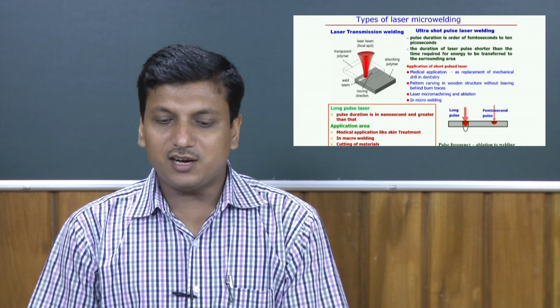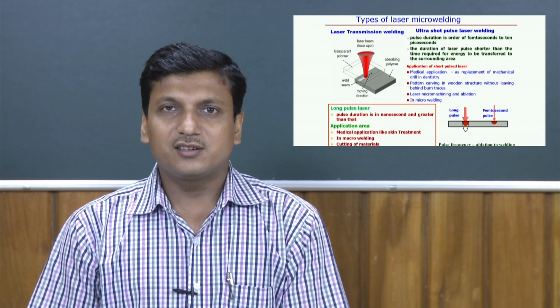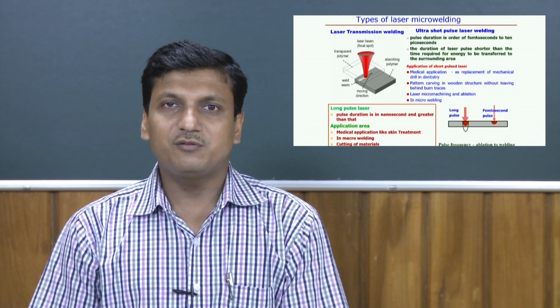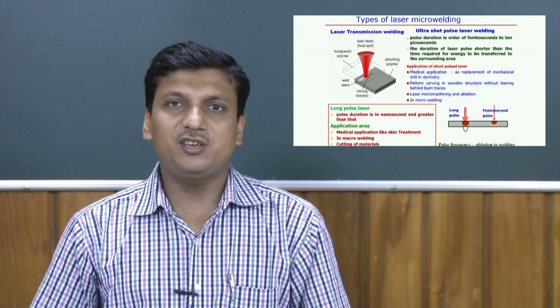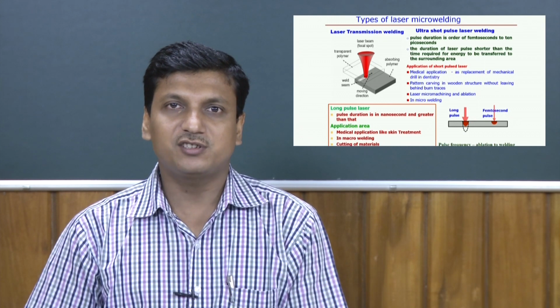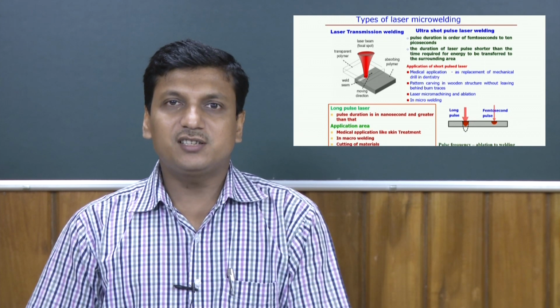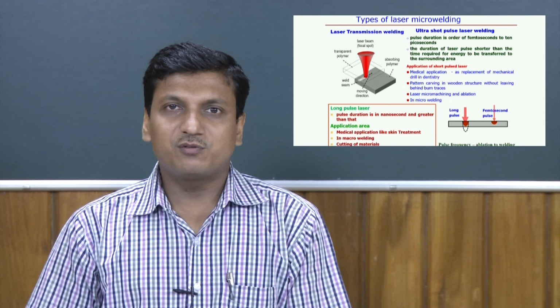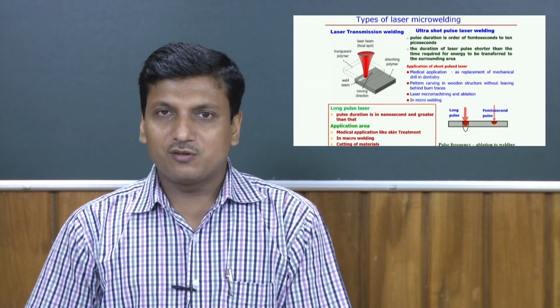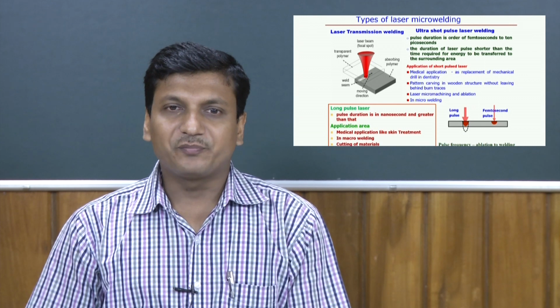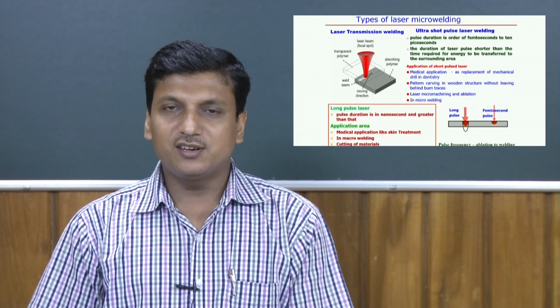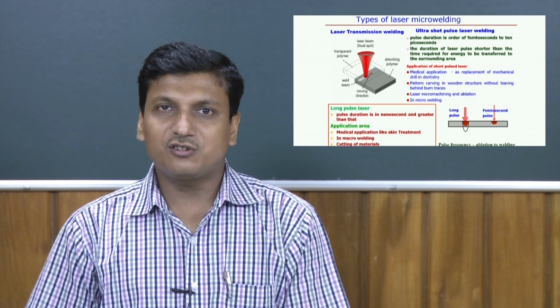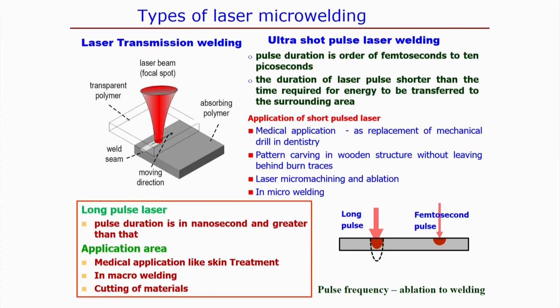So, actually ultra short pulse laser is generally used for material ablation, or maybe we can say the metal removal processes, but this laser can be used for welding purposes. But before that, we need to know what the typical characteristics of this ultra short pulse laser are. Normally, for ultra short pulse laser, we use the femtosecond or picosecond pulse laser.